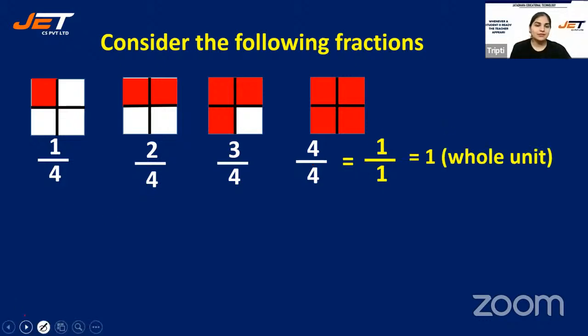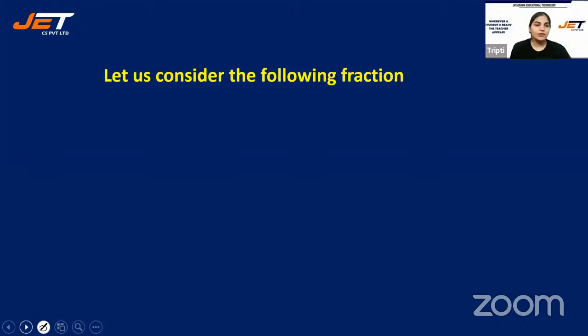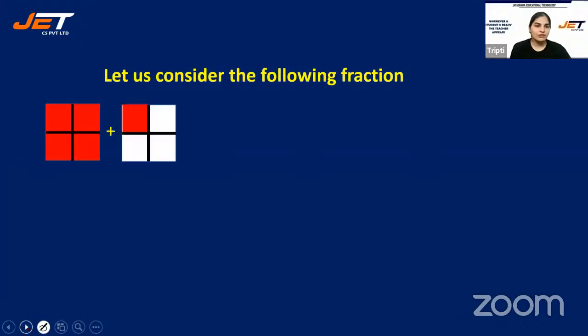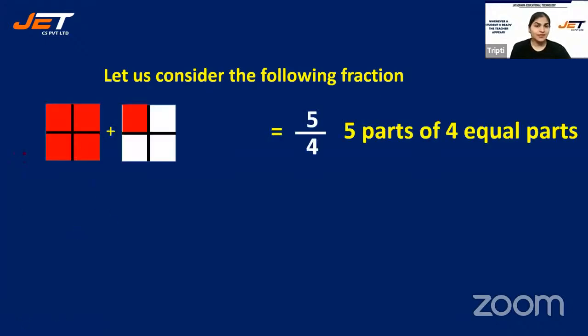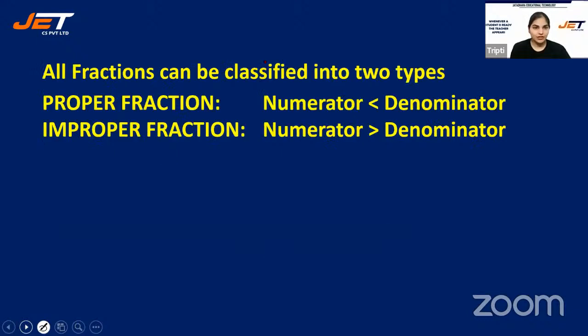Now, over here, this is one whole unit. 1. Now, what is this? 4 parts, and here we have 1 part out of 4 equal parts. So this is a whole unit plus the fractional unit. Now here we will see a fraction 4 plus 1, that means 5 parts you have colored out of 4 equal parts. What does that mean? So these fractions are called improper fractions. You can see 5 parts are colored out of 4 because that's a whole. So this is called an improper fraction.